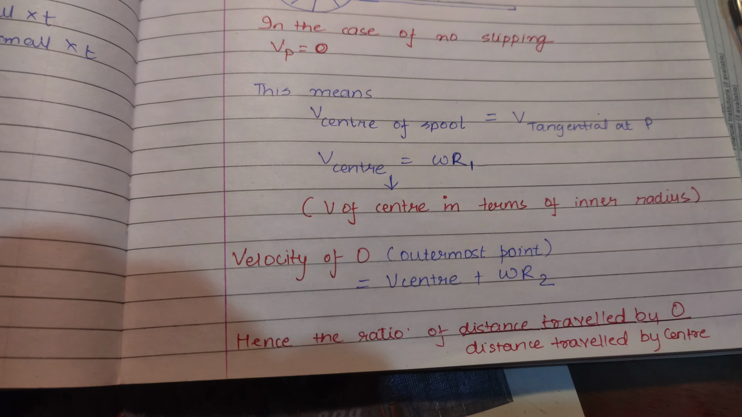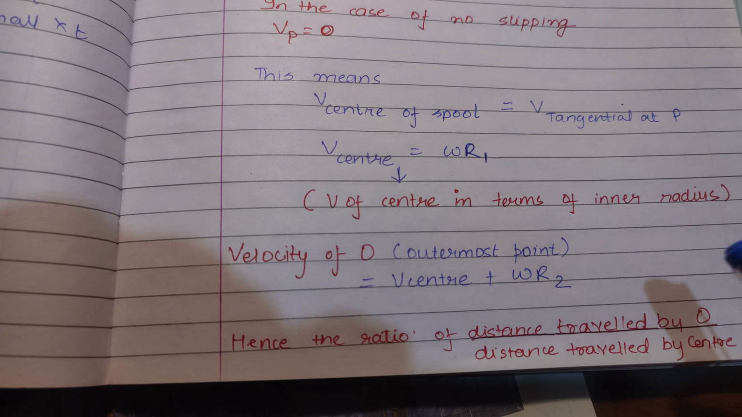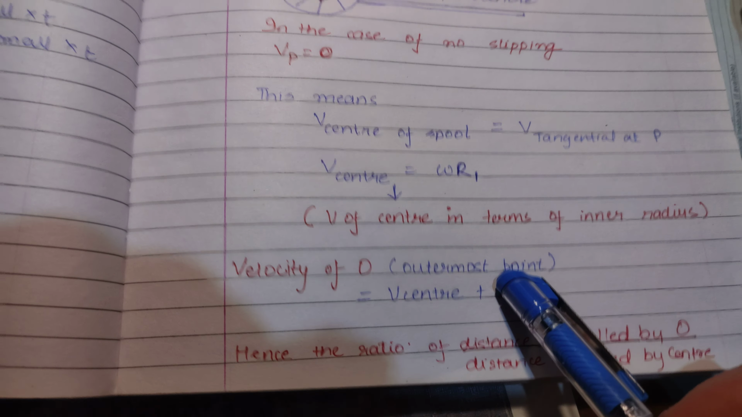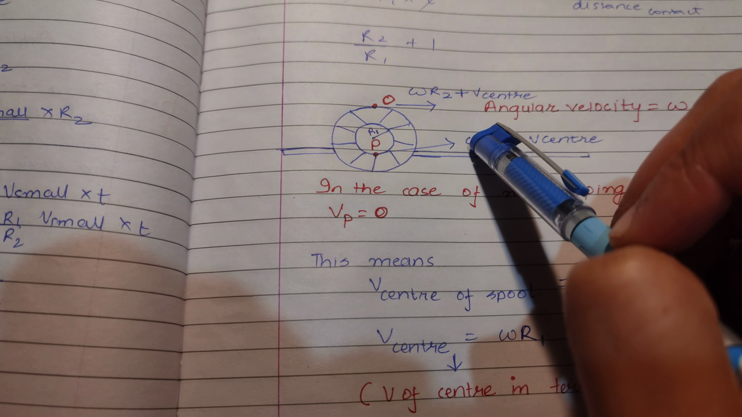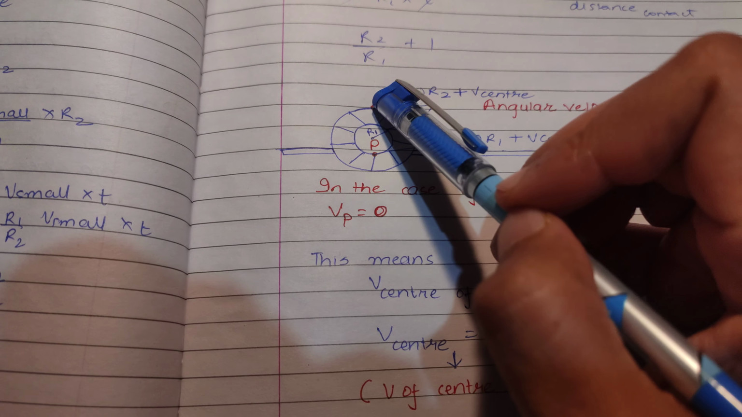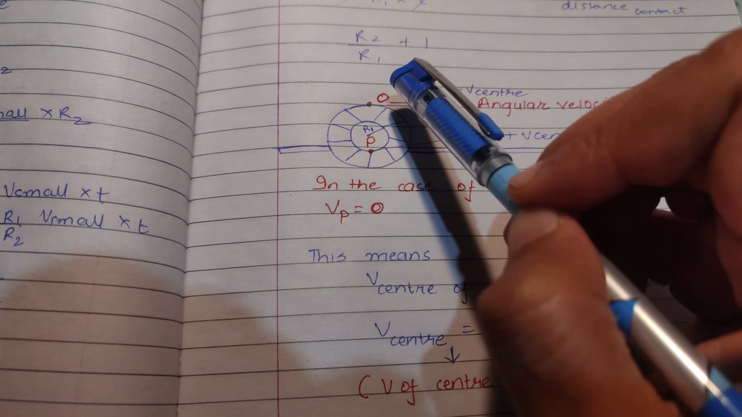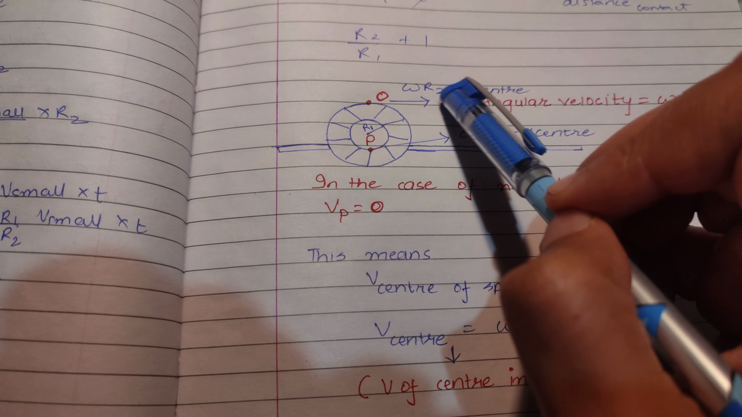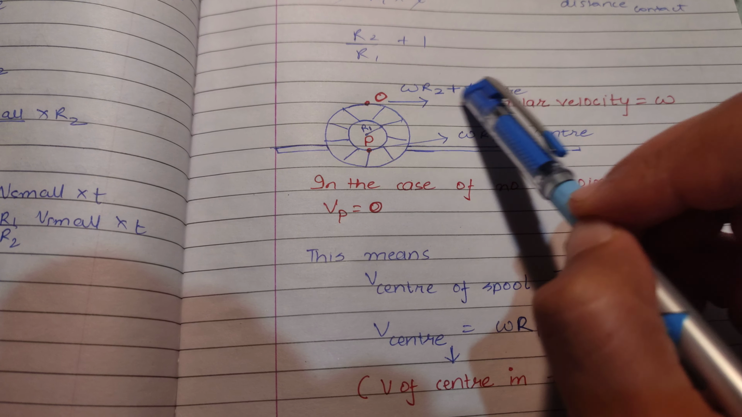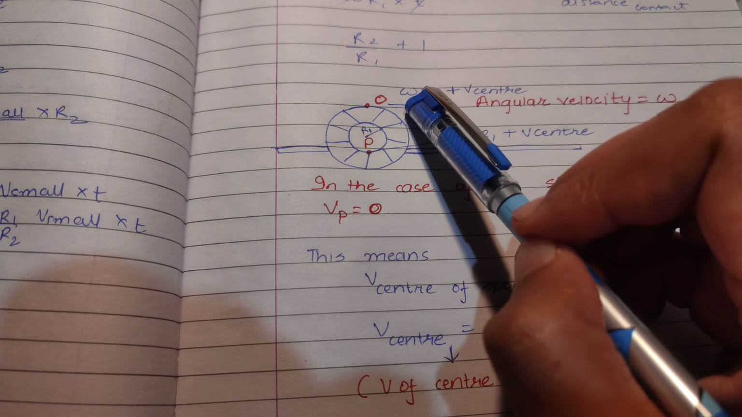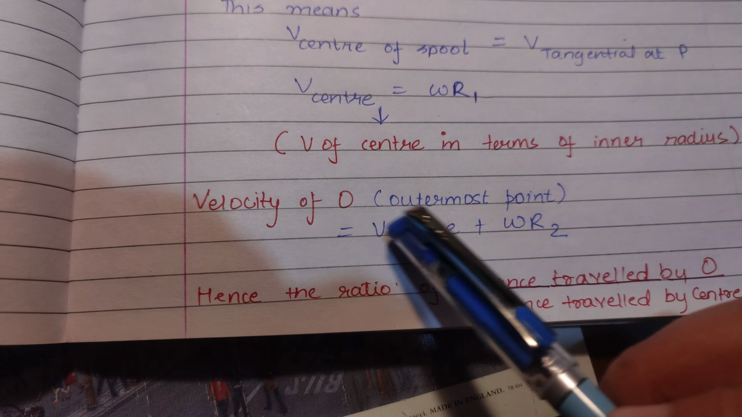Now, once we have this relationship, what we want to find out is the velocity of the outermost point. And that is pretty simple to understand. This point is moving forward because the spool is rotating clockwise. But it is not moving forward only because of that. It is also moving forward because the spool itself is moving forward. So the velocity of point O is nothing but the tangential velocity that it gets because of the rotation plus the translational velocity of the center. So omega r2 plus v center. Overall, v center plus omega r2 is the velocity of O.